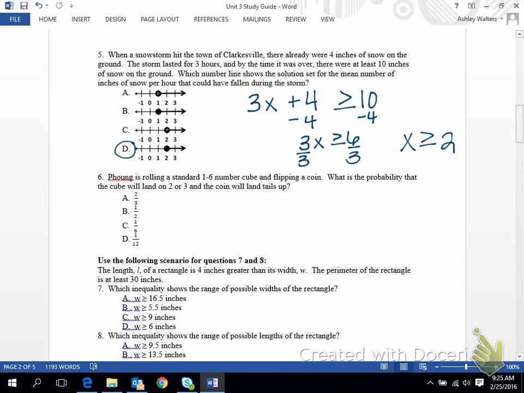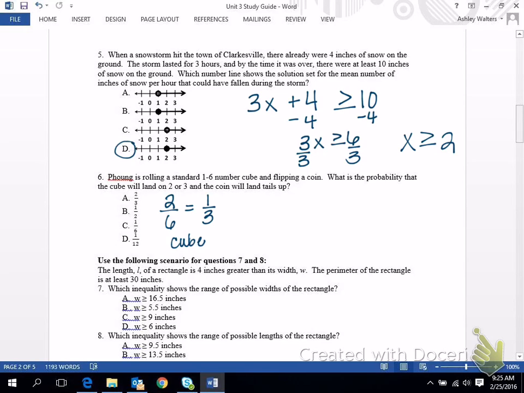In number 6, it says that Fung is rolling a standard 1 through 6 number cube and flipping a coin. What is the probability that the cube will land on 2 or 3 and the coin will land on tails up? So you're looking at 2 different scenarios. The first is rolling a number cube. A 2 or a 3 represents 2 out of the 6 options. And 2/6 we know becomes 1/3. So this is the probability of rolling a 2 or a 3 with the number cube.